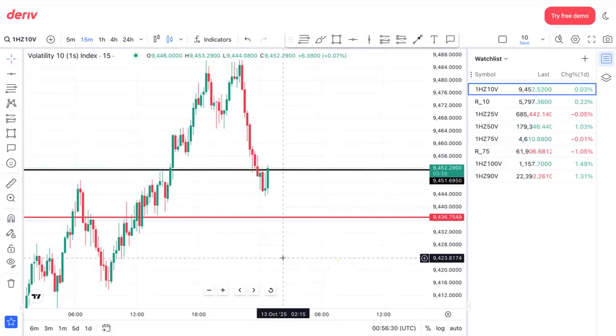9436.7. Alright, that's 10 1s for the buy, guys. If you're in the VIP group, the stop loss is also in the chat.